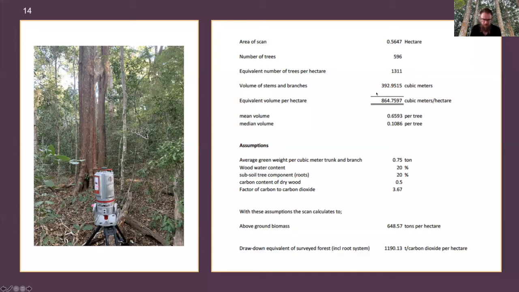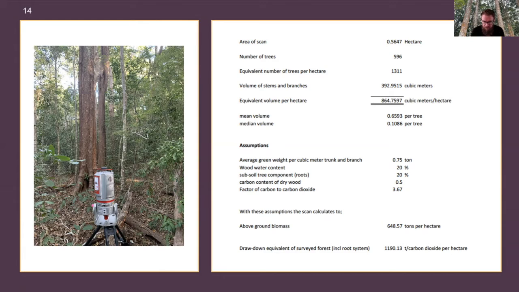Now that volume is generated from the code and the processing of the unit after the field work. And there's a few key rules of thumb here and assumptions that can be important for you to remember in relation to carbon accounting. And that is that the weight of trees is influenced by its water content. So wood's roughly 20% water. And then we also have to have a subsoil tree component. There's a roots component to carbon, and that's roughly 20%.